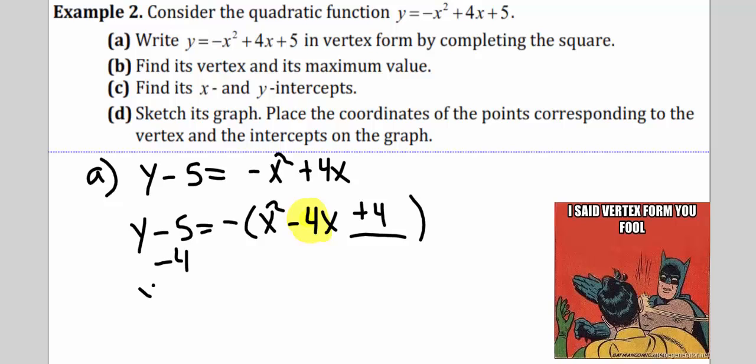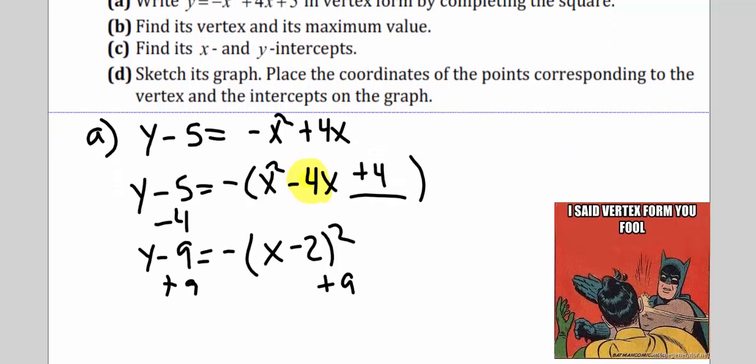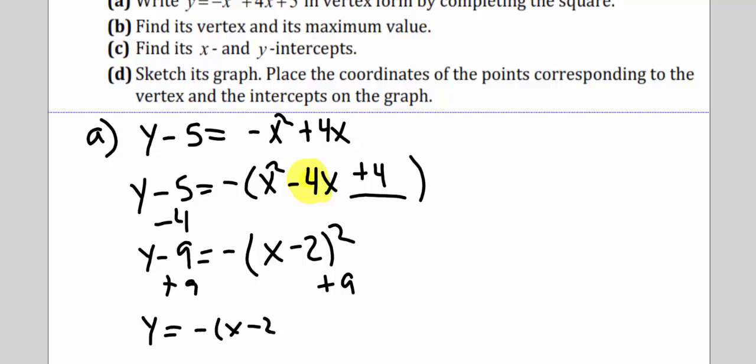So now we have y minus 9 equals negative, and we can write this thing in factored form. Two numbers that multiply to give us 4 but add to negative 4 are negative 2 and negative 2. So this factors to x minus 2 times x minus 2, so we can just put it as x minus 2 squared. Now our last step is to add 9, and now we have our equation in vertex form.